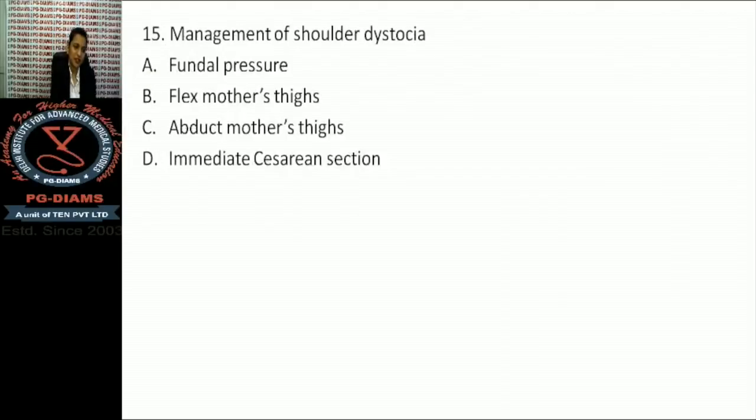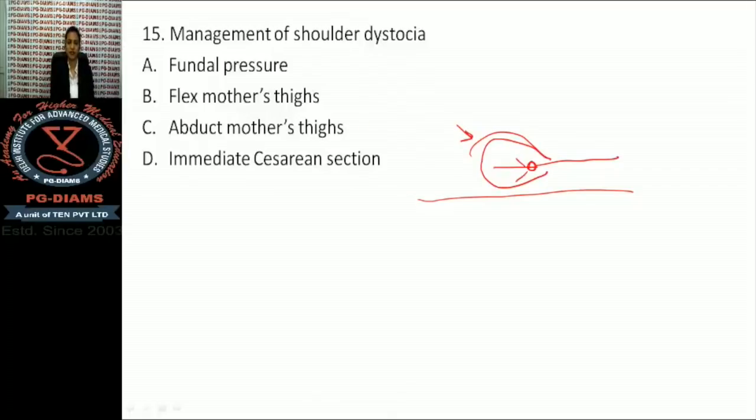Management of shoulder dystocia. Now one thing that always confuses most of the students is what is fundal pressure and what is suprapubic pressure. That's the uterus and there is this baby inside. If I press here, it is called fundal pressure. If I press here above the pubis, it is called suprapubic pressure. Suprapubic pressure is allowed, fundal pressure is not allowed.